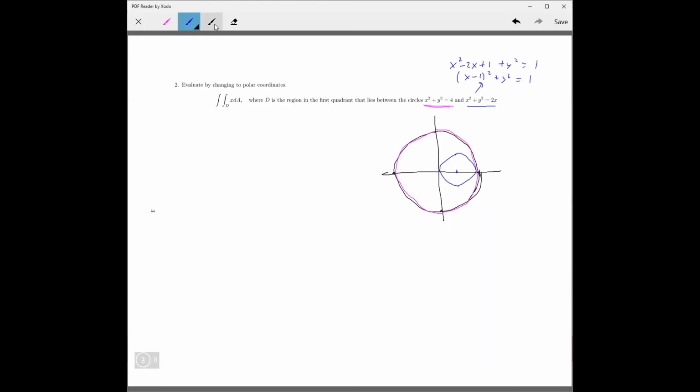Okay, so hold on. D is the region in the first quadrant that lies between the circles. So D is actually this region right here. Okay, so that's D. Okay, and I didn't draw this as good as I could. Let me draw this a little bit. There we go. Okay, this is kind of interesting.